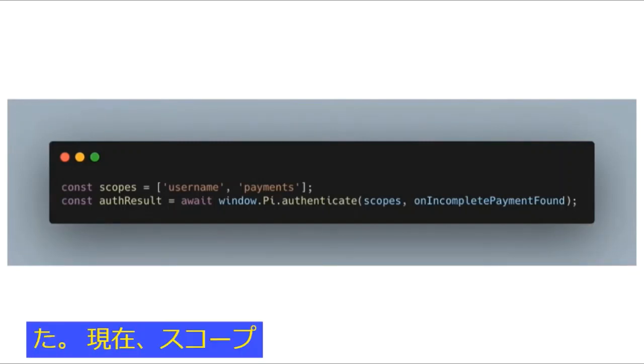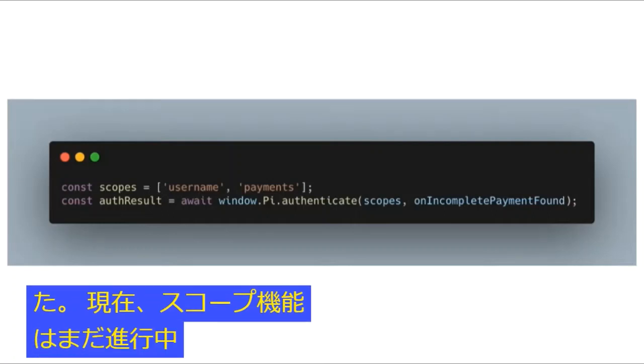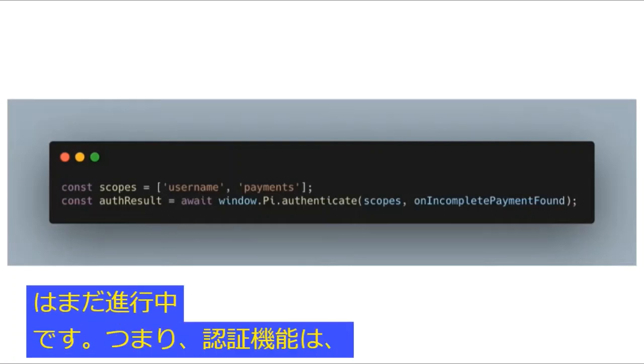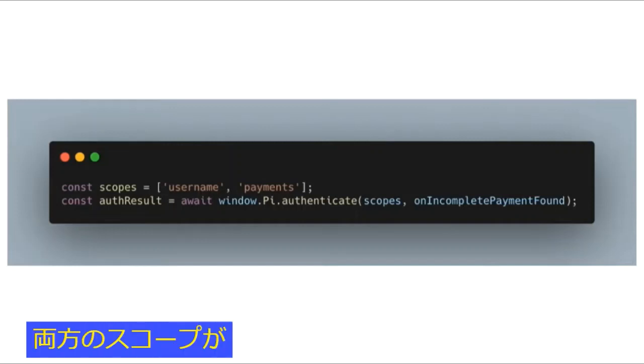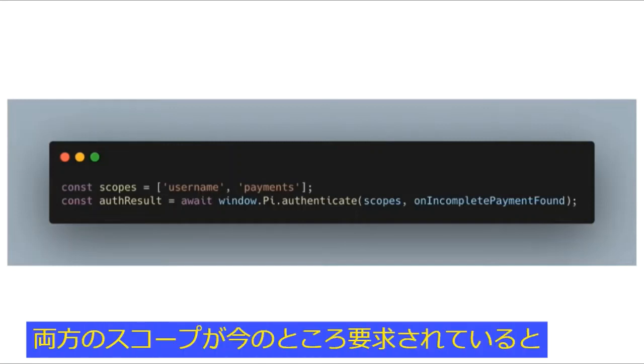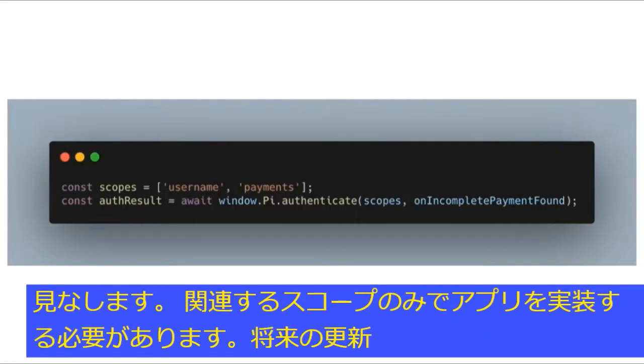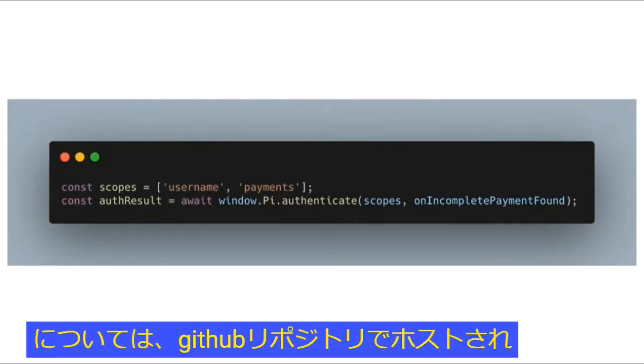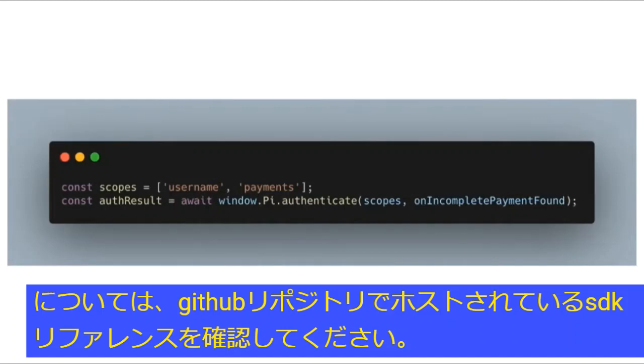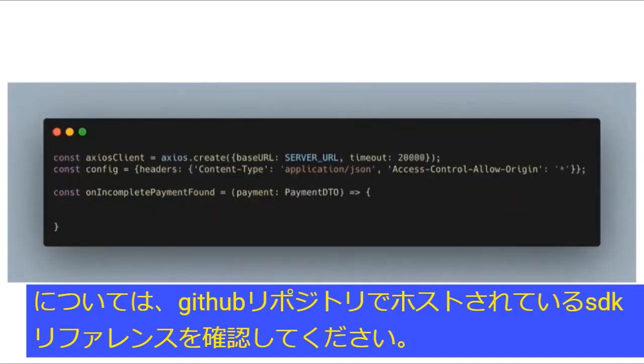For now, the scopes feature is still a work in progress. What that means is the authenticate function will consider both scopes are requested for now. Nonetheless, you should implement your app with only relevant scopes. Check our SDK reference hosted on our GitHub repository for future updates.